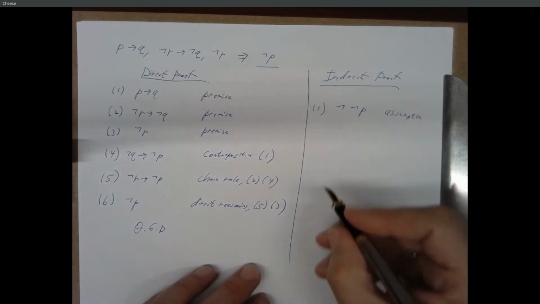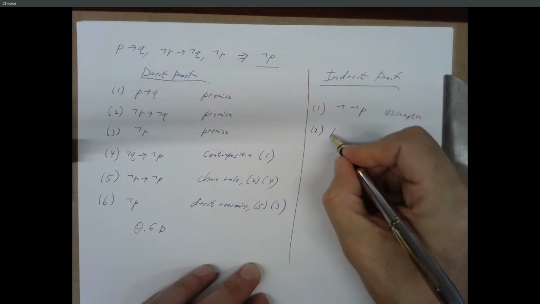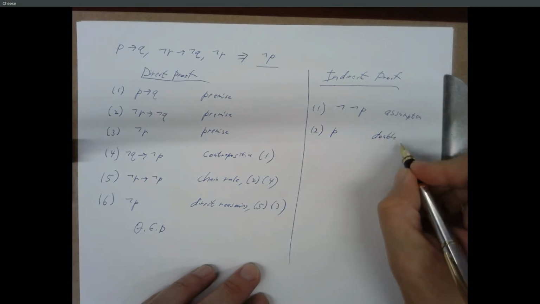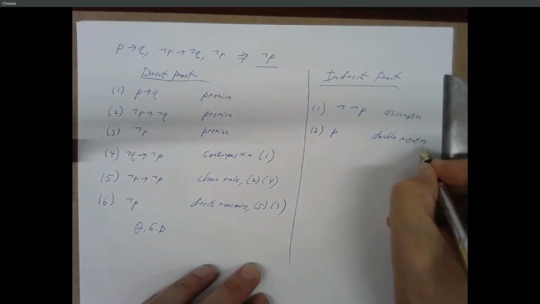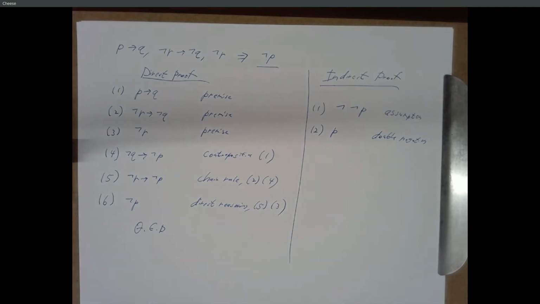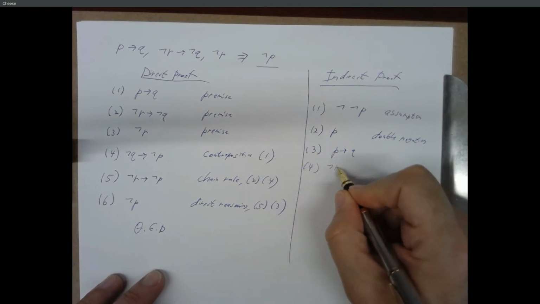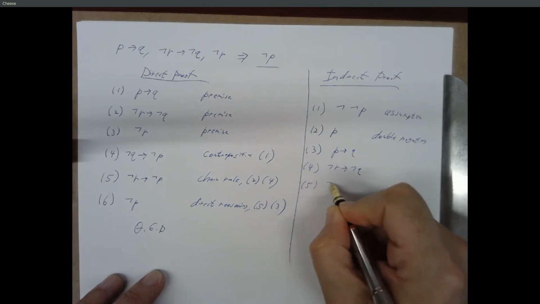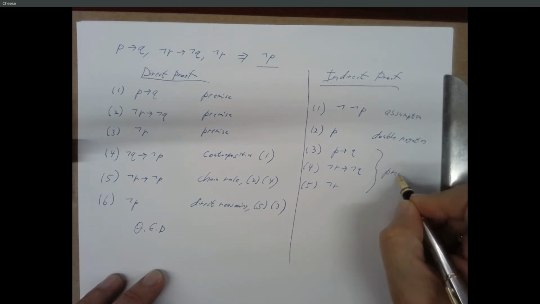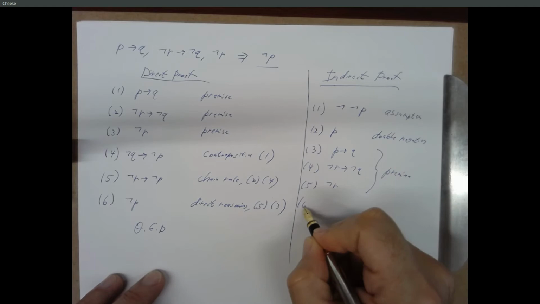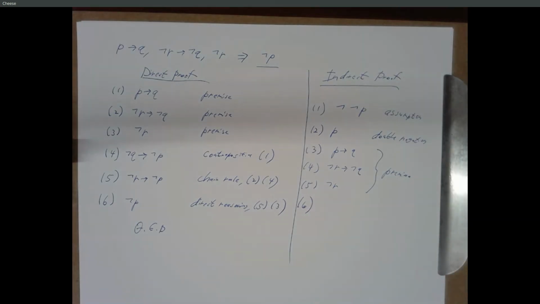So I'm going to do not P is my assumption, which means I can just assume P, that's double negation. And I'm going to assume my same premises. If P, then Q. If not R, then not Q. And not R. And each of those is a premise. But now I've got P in my arsenal of true statements.